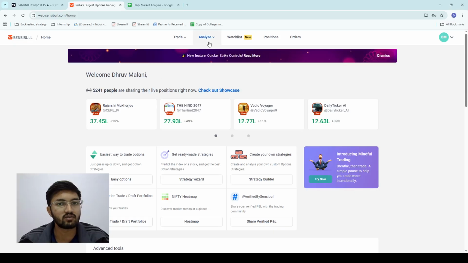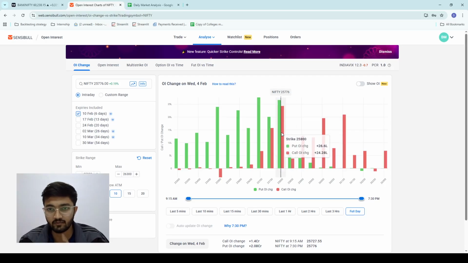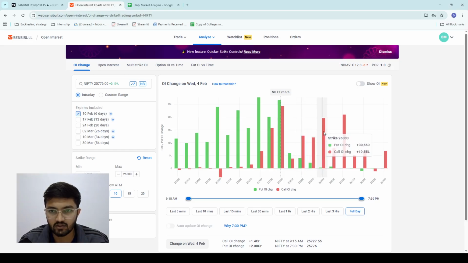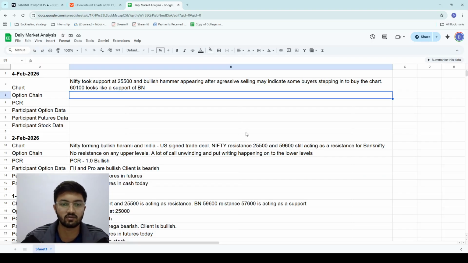Now let's try to understand what's happening in the options inside of it. Looking at the OI, there is a lot of call writing as well as put writing, but there is no major rejection after that. 26,000 is acting as a major rejection, but at every lower level there's a lot of put writing. That means it's going to take support. Major support looks like 25,700 acting as a support, and 26,000 acting as a resistance.